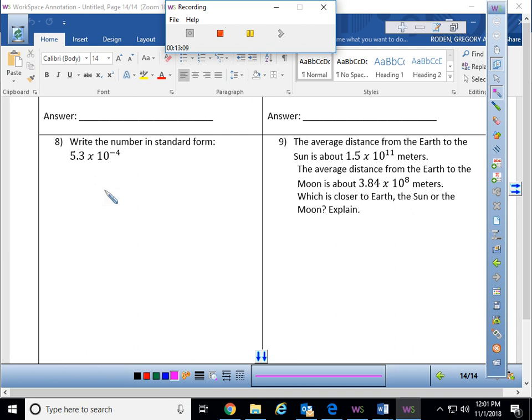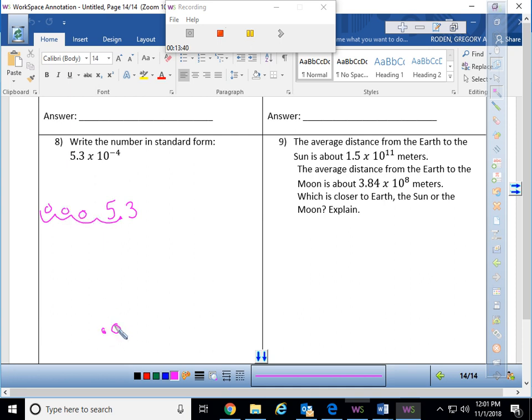All right, now we want to write this answer, number 8, in standard form. Okay, same thing. So now I'm going to copy down the 5.3. Now, since this is a negative exponent, I'm going to scoop-de-loop. That's a movement of the decimal 4 places to the left. So 1, 2, 3, 4. So I'll fill in those scoop-de-loops with zeros, and my answer would be 0.00053.